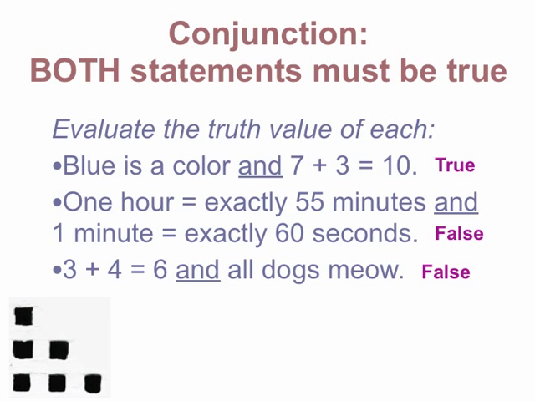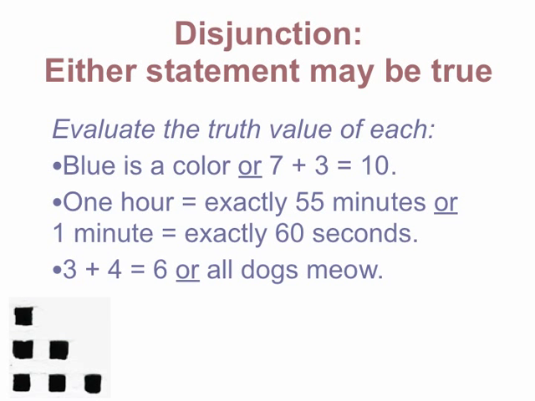How about a disjunction? It uses the word or. And either part may be true, or both parts may be true for the disjunction to be true. So statement number 1, is it true? Yes, it is. Statement number 2 is true because one part of the sentence is true. Statement number 3 is false because neither part is true.